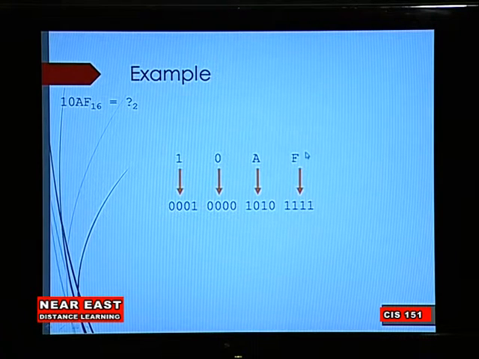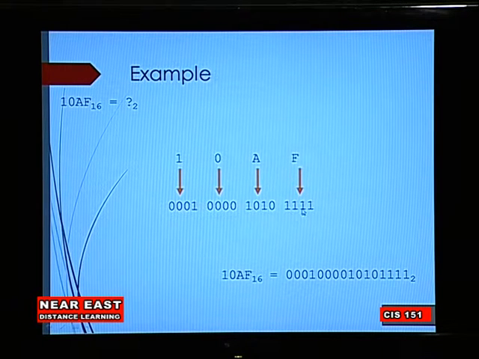Now we come to F. F, again, we do the same. We write 1, 2, 4, 8. So 8 plus 4 is 12. 12 plus 2 is 14. 14 plus 1 is 15. So F in hexadecimal means 15 in binary, 1111.